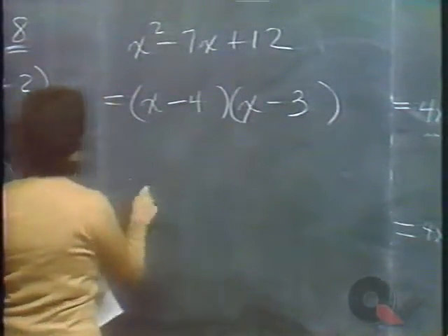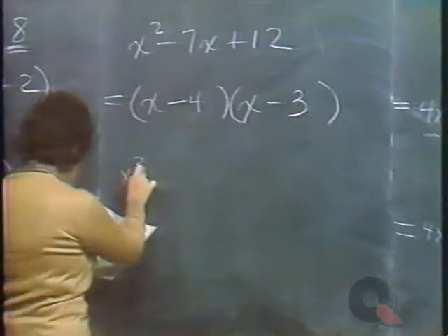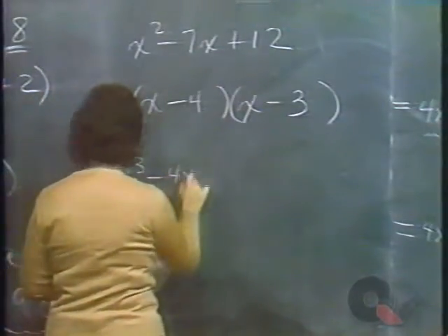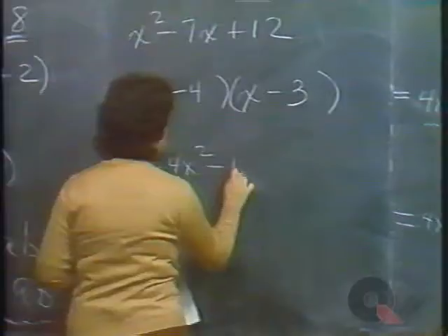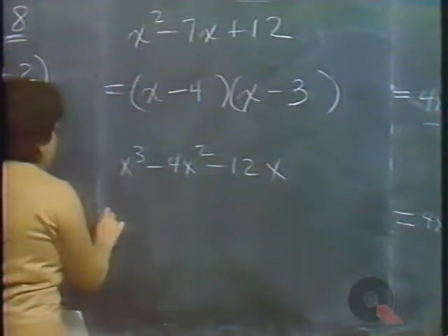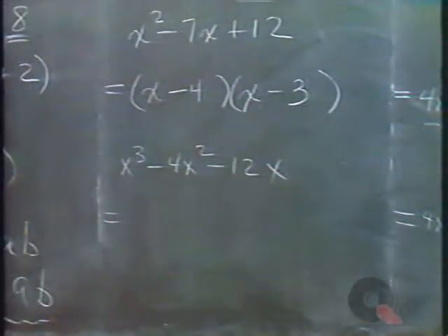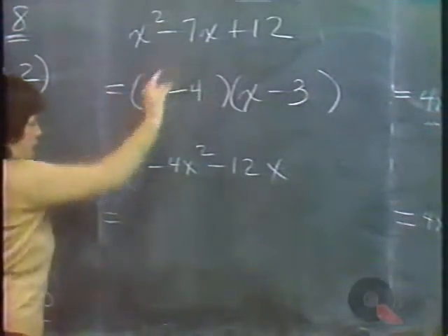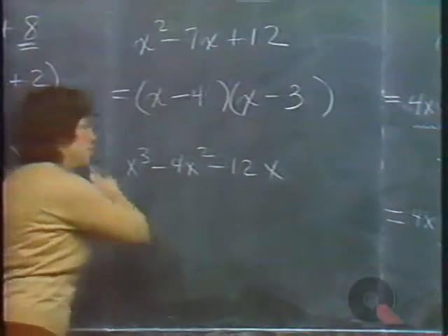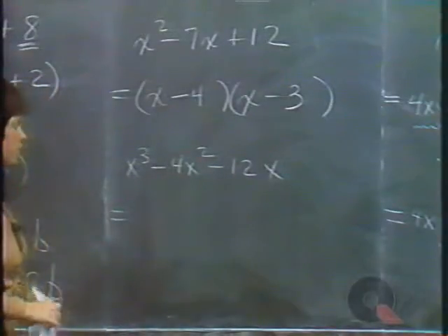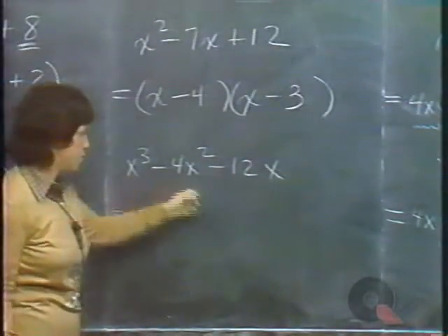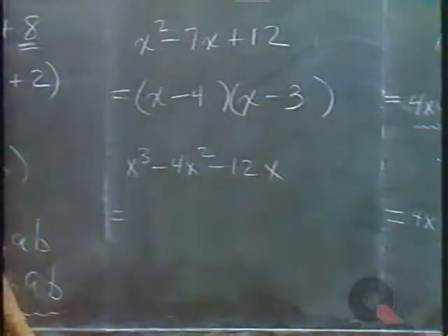Okay, what about this problem? X cubed minus 4x squared minus 12x. The first thing that you might notice is that it's a little different than the ones that we had before, because this one has a common factor for the three terms. Notice that all three terms have x as a factor. And any factoring problem that you start with, you should always look for a common factor.